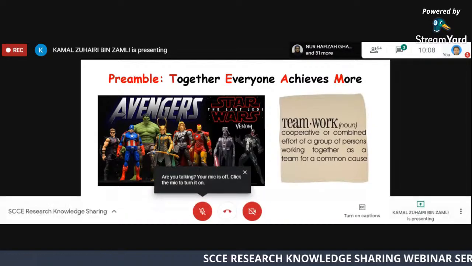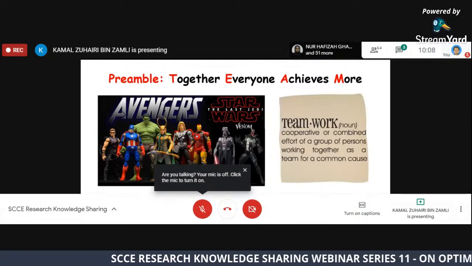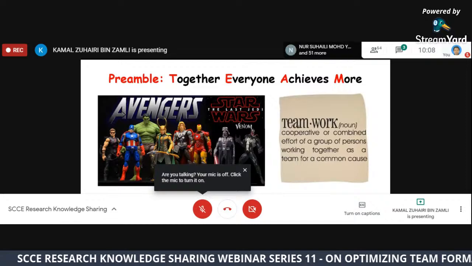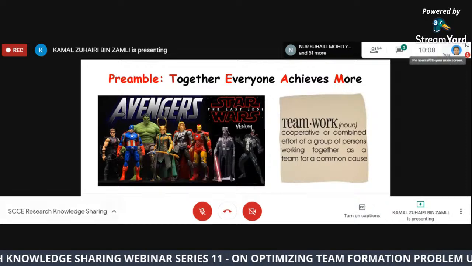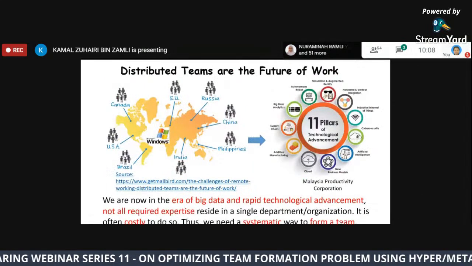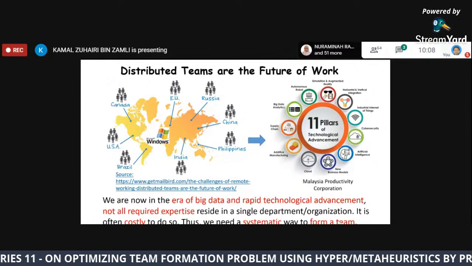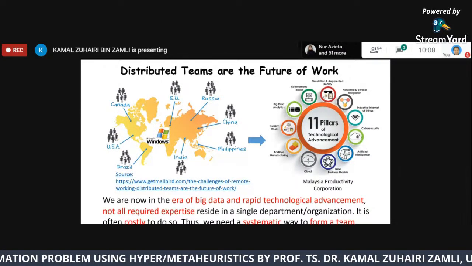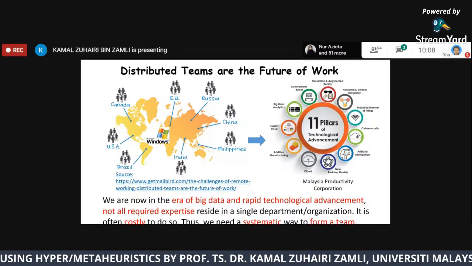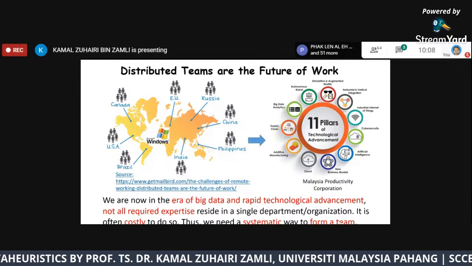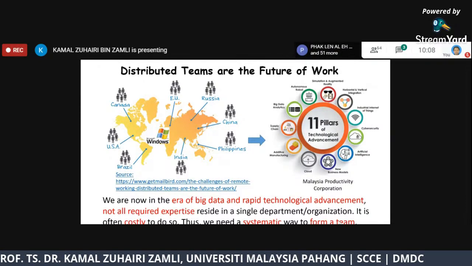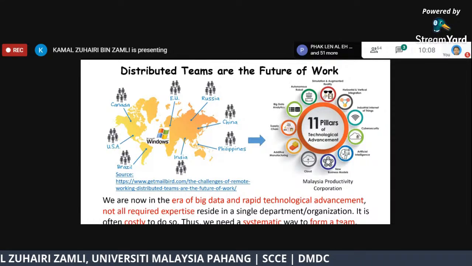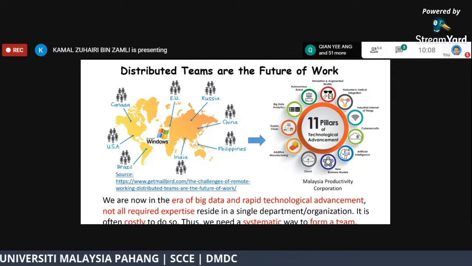So we are making this team formation into an optimization problem. So the idea is, why are we doing this? Why are we looking into the idea of forming a team? Now, if we look at the current business model that we have in the world now, companies are trying to be lean.